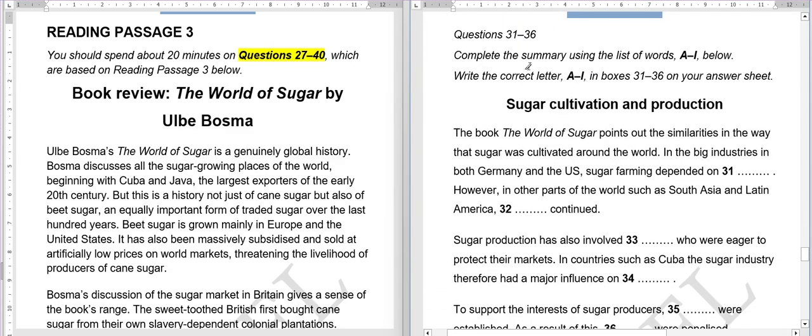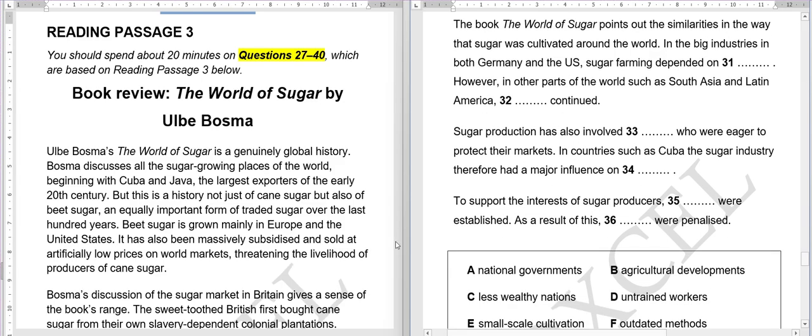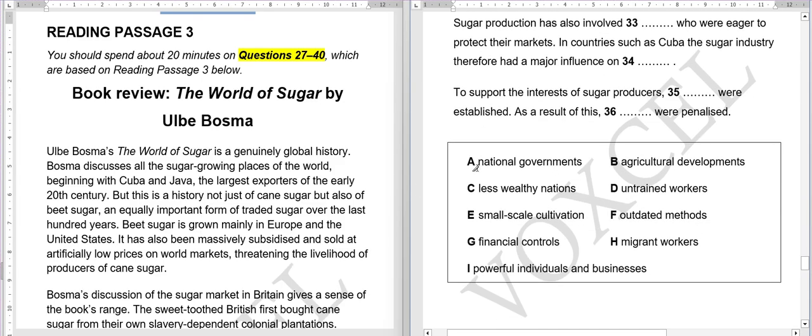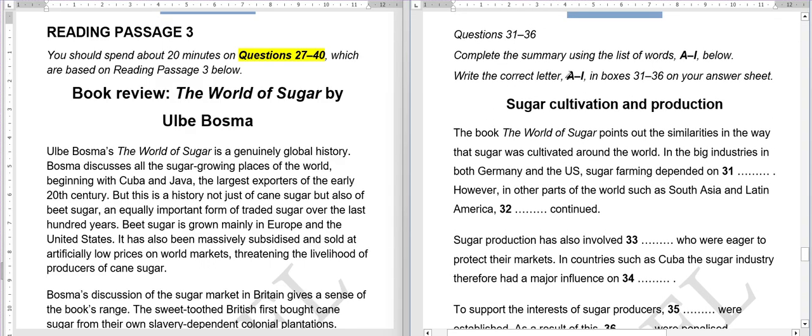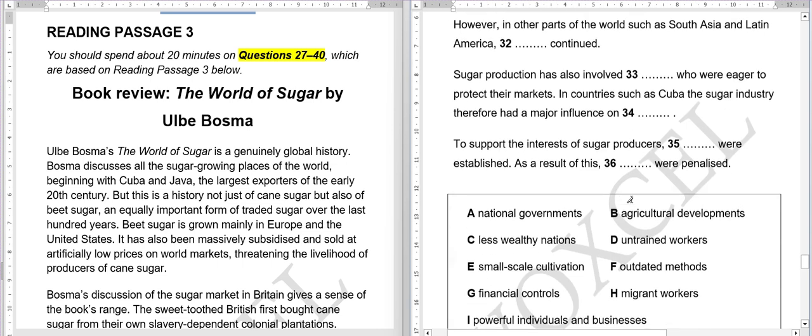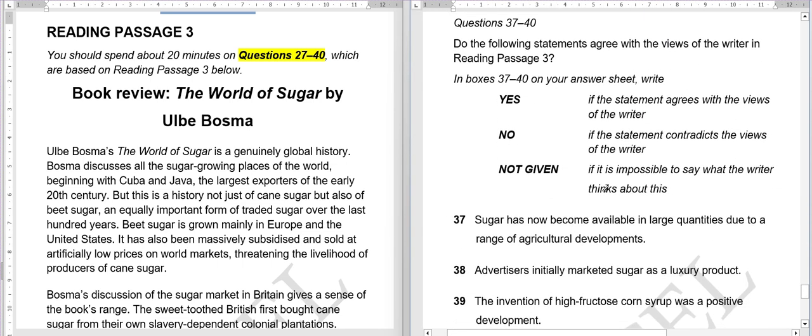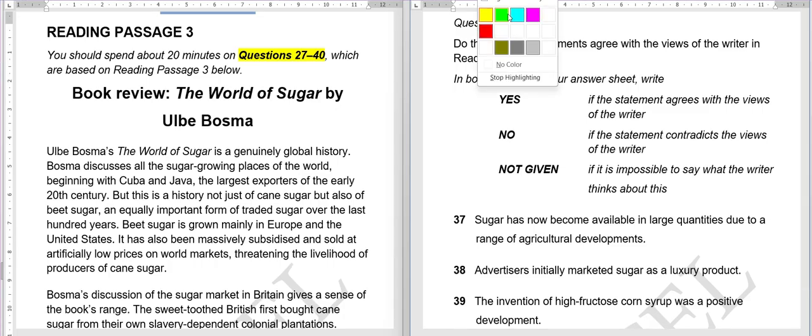And 31 to 36, complete the summary using the list of words A to Y below. You have to complete the blanks, but in these kinds of blanks, you do not choose words from the passage. You have to pick the words from the box. Here the box is given A to Y, so you have to write the option letter. Be careful, do not write the answer. For example, let's just say for 31, the answer is option A. Do not write national governments on your answer sheet. You have to write the letter A, because they have told you to write the correct letter A to Y, not the words. Clear? Not the words. And 37 to 40, let me change the color for all these three.